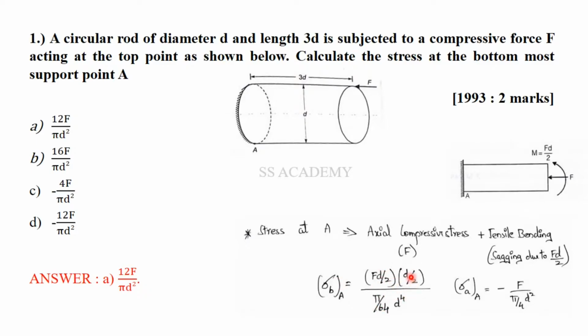M is Fd by 2 and d by 2 refers to the distance of the bottommost fiber, that is the point at which stress is to be found, from the centroid. So d by 2 divided by pi by 64 d power 4, we will be getting one value, and here we will be getting another value. If you just sum up both the values, you will be getting 12F by pi d square, which is the answer.